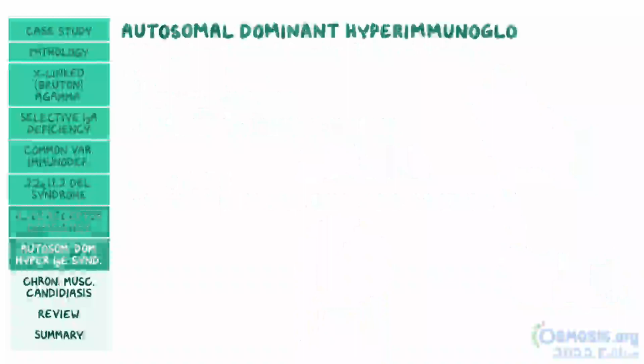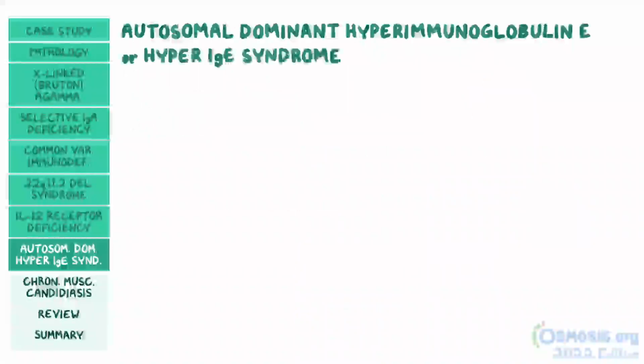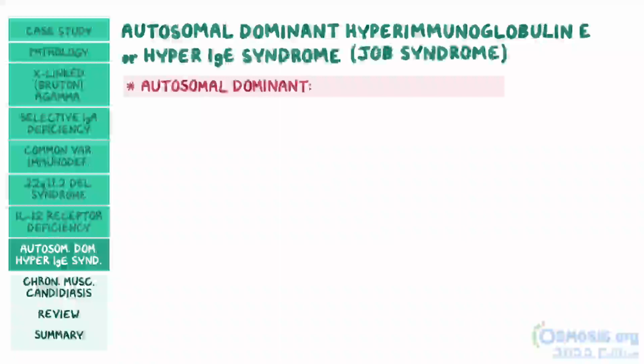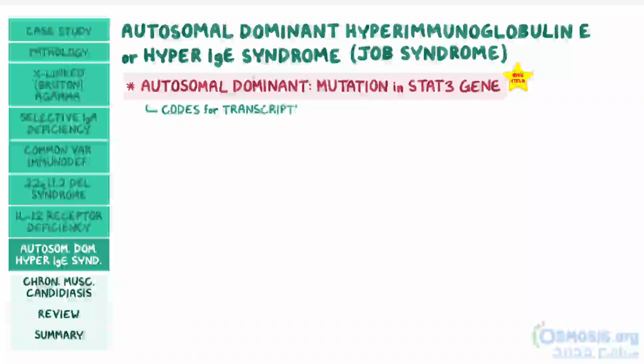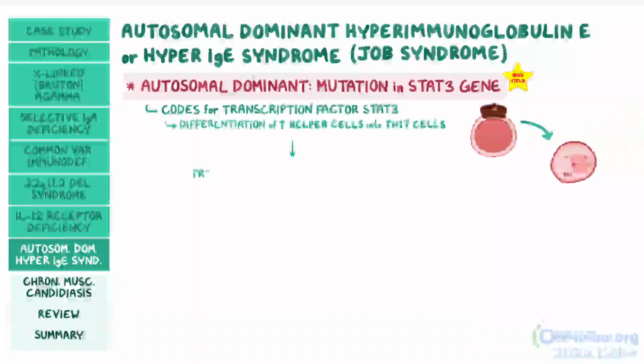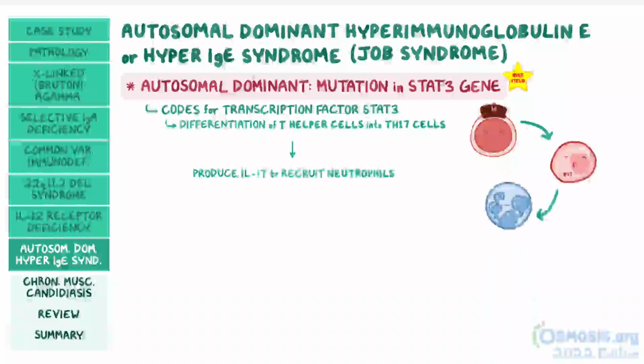Up next, we have autosomal dominant hyperimmunoglobulin E or hyper-IgE syndrome, also known as Job syndrome. This is an autosomal dominant disease due to a mutation in the STAT3 gene, which codes for the transcription factor STAT3. Normally, STAT3 is a key factor in the differentiation of T helper cells into Th17 cells, which produce interleukin 17, or IL-17, to recruit neutrophils to the infection site.